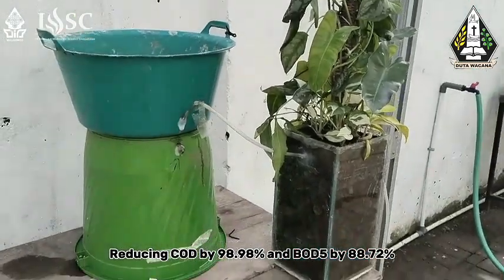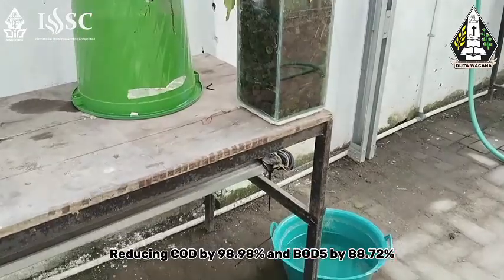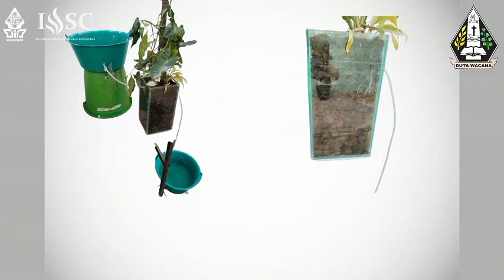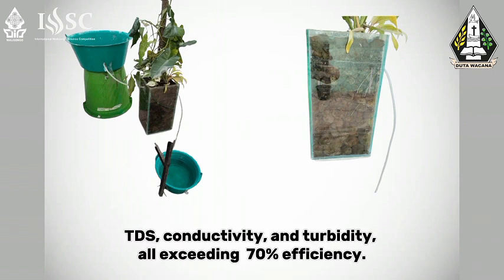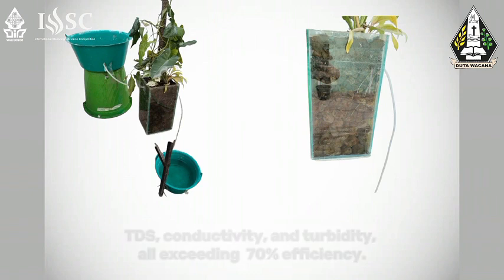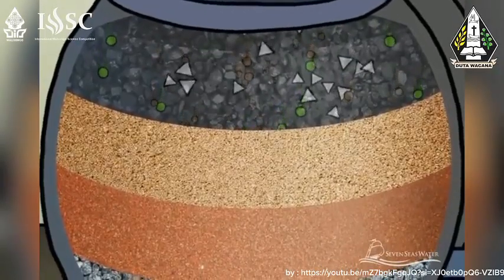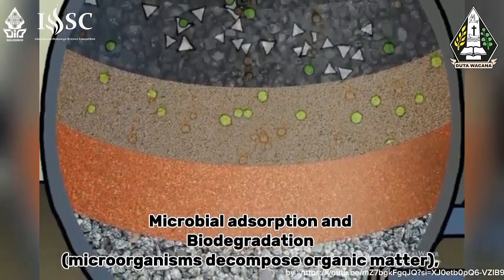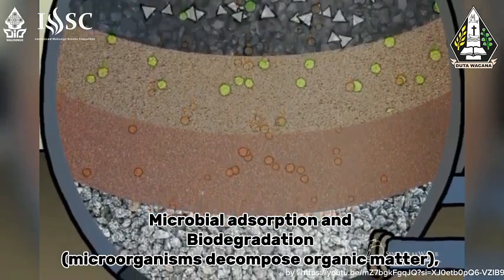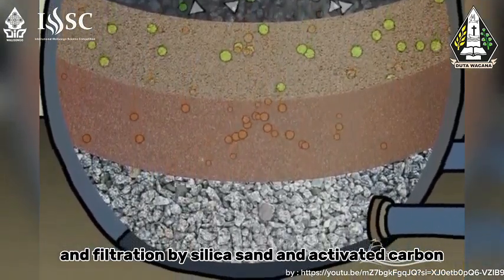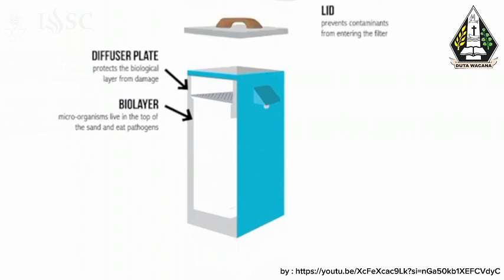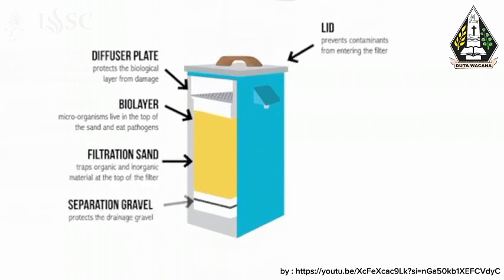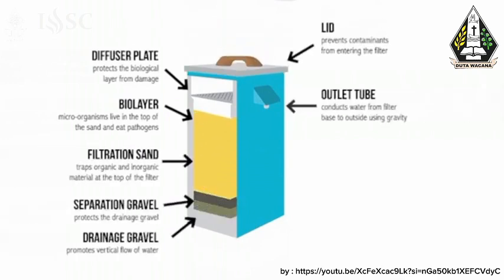The biosand filter and filter remediation methods show significant results with vetiver, reducing COD by 98.98% and BOD5 by 88.72%. Other reductions were also seen in parameters such as TDS, conductivity, and turbidity, all exceeding 70% efficiency. BOD reduction in the biosand filter occurs through two main mechanisms: microbial absorption and biodegradation, and filtration by silica sand and activated carbon. The media also plays a role in adsorption and ion exchange, simultaneously reducing pollutants.